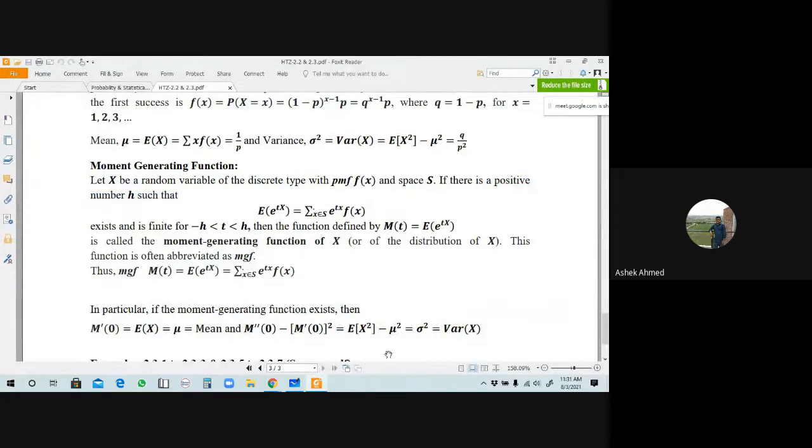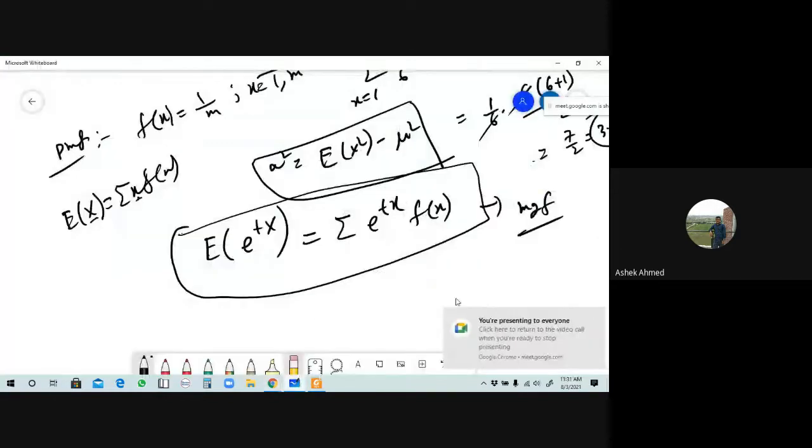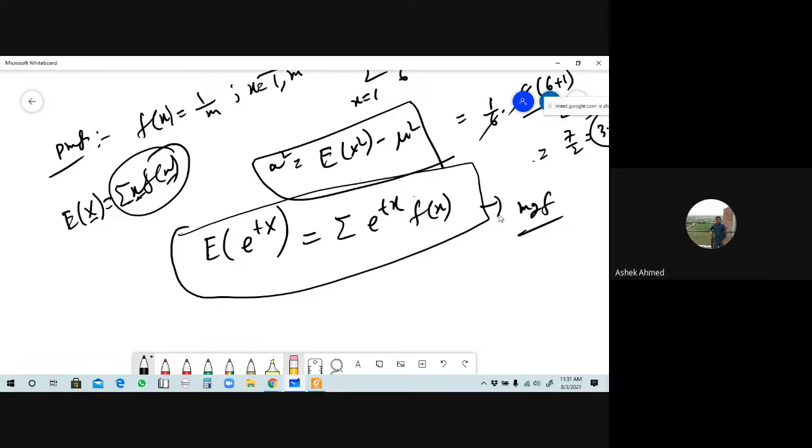In this moment generating function, tell me, the summation depends on which variable, either x or t? Tell me, when we write the summation, which variable does that summation depend on? On x. But this summation will also depend on x, so this is x belongs to S. From here, if you substitute the values of x, the resulting function will be of which variable? Respond to me, either x or t.